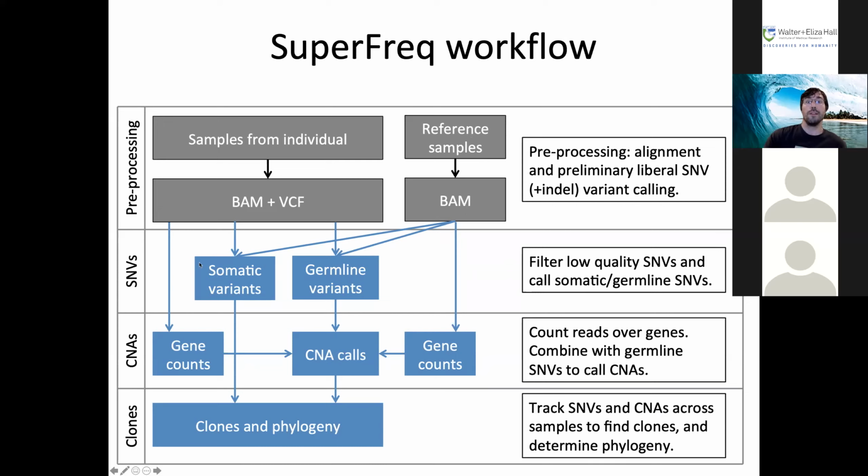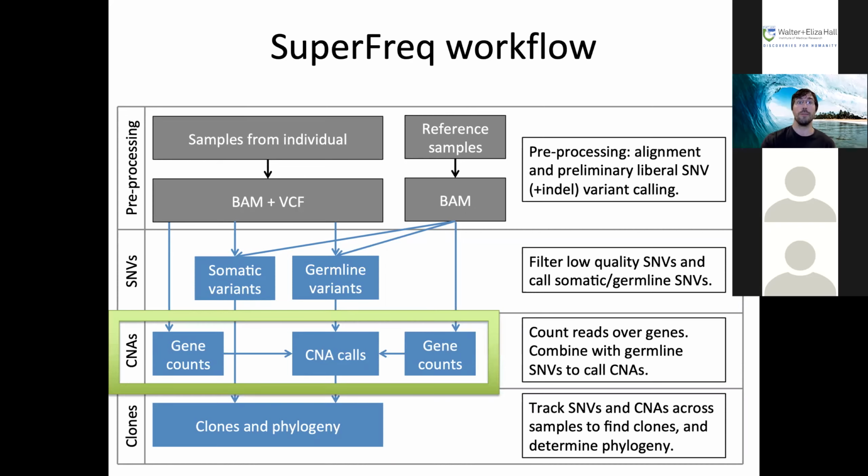We then call somatic variants, and together with the germline variants and gene counts, we also call copy numbers. We then use the somatic variants and the copy number calls to track clones and phylogeny. In this talk, I'm going to go through the different parts and talk a bit about how the guiding principles have influenced different parts of it, and show some examples of data that we've come across.